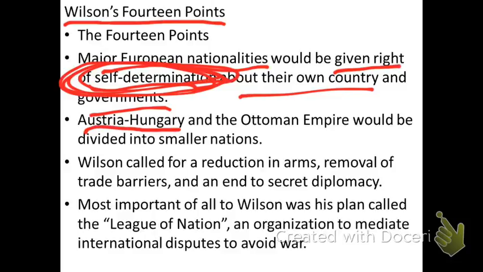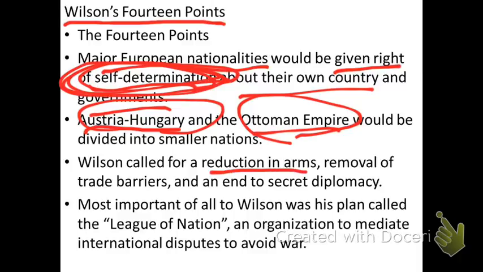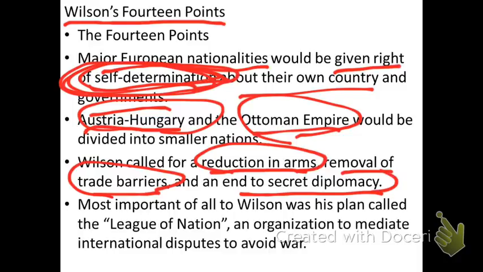Second point here: Austria-Hungary and the Ottoman empires would be divided into smaller nations. And if we haven't seen by now, we will see a map of the pre- and post-World War I Europe. And you'll see some of those nations that were created as a result of the breaking up of these two empires. Wilson called for reduction in arms, a removal of trade barriers, and an end to secret diplomacy. Reduction in arms, of course, was militarism. Trade barriers, you could argue, would be imperialism, and of course secret diplomacy, that would be the alliance system. So he wanted to end some of those causes, which led to the outbreak of World War I.